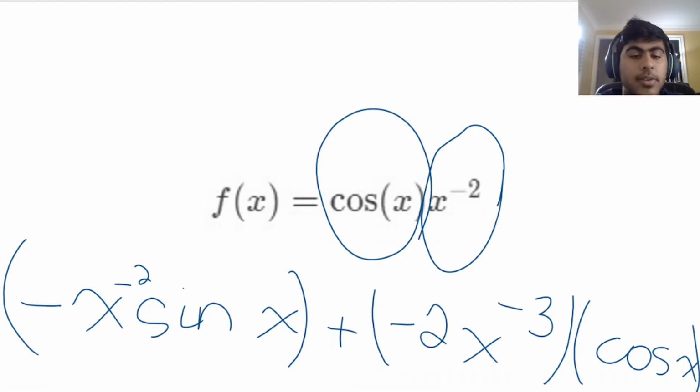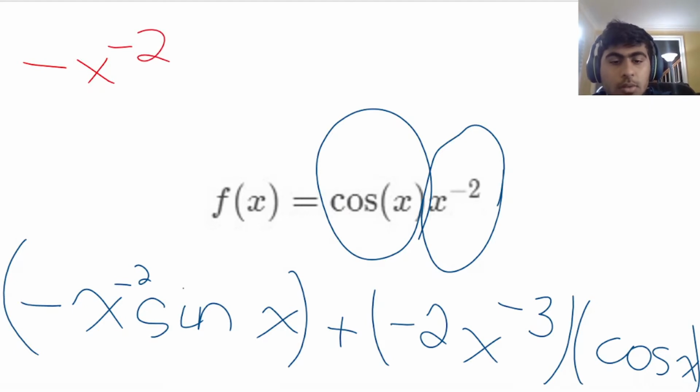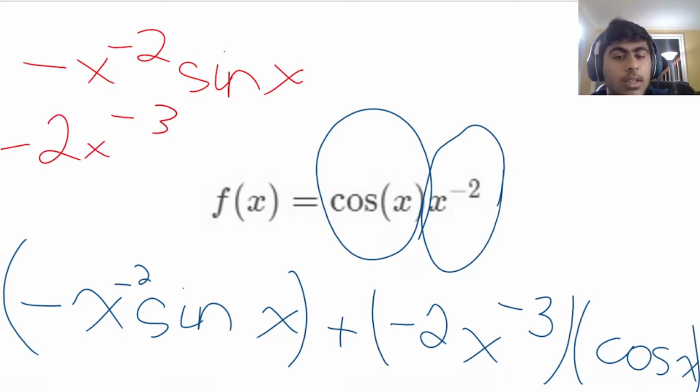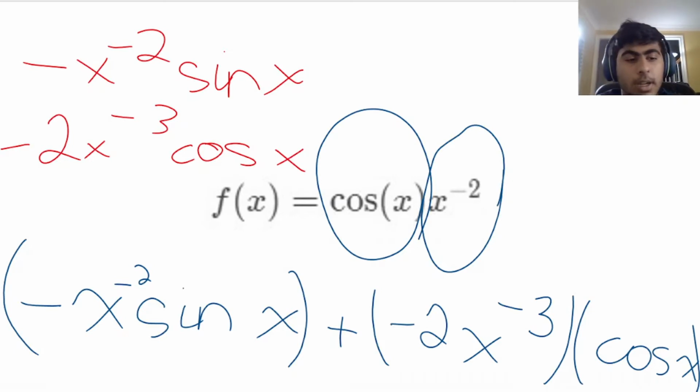So the derivative of this function is going to be negative x to the negative 2 times sine of x minus 2x to the negative 3 times cosine of x. That's next. All right, let's keep going.